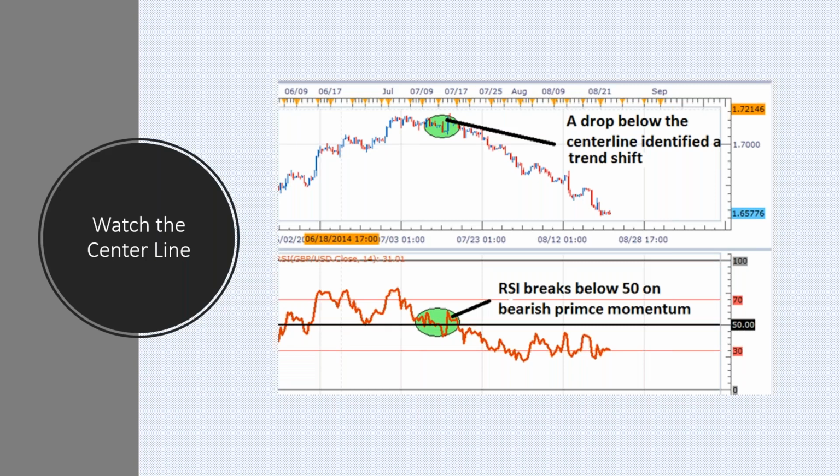So watch the center line. Above and below that 50 can be crucially important. And you saw in the presentation how we adjusted. Instead of using the 30, we would adjust it to 60 depending on the trend.